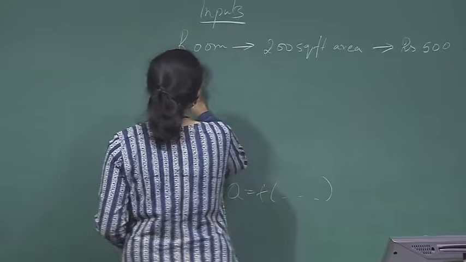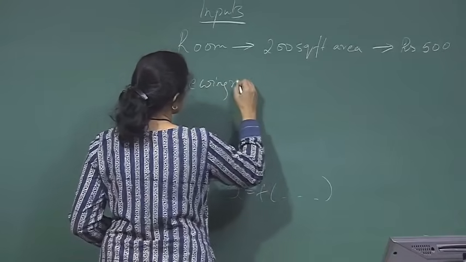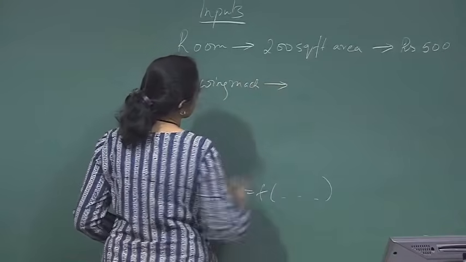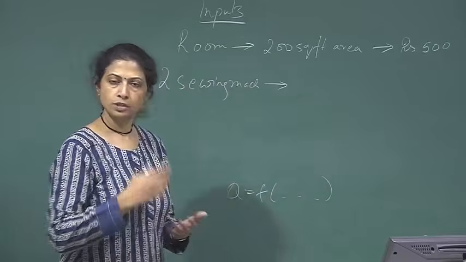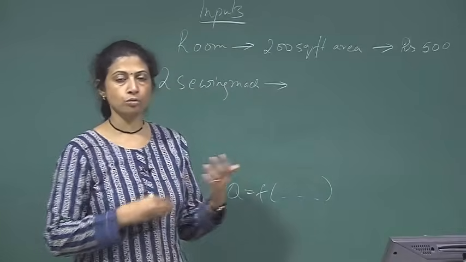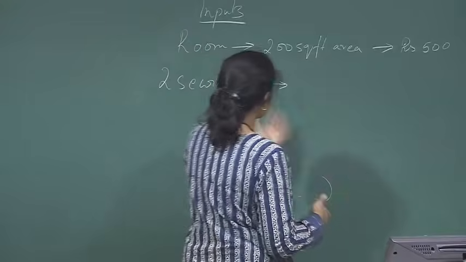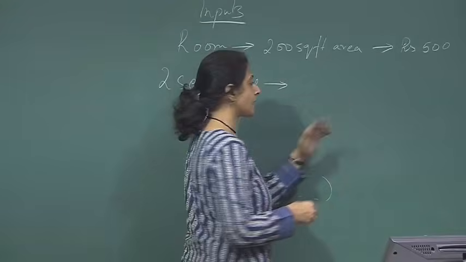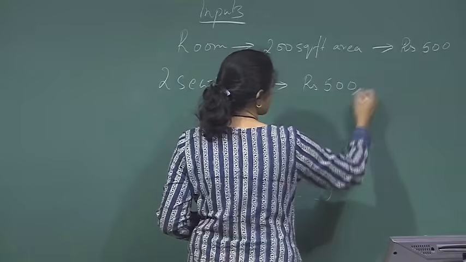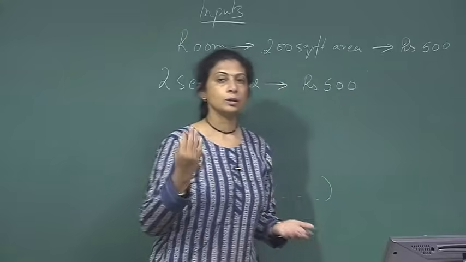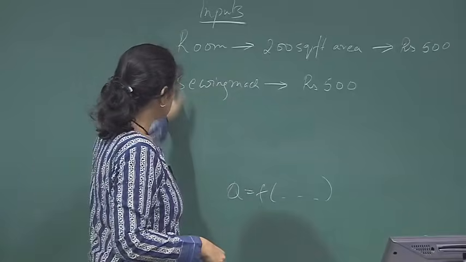Secondly, there are two sewing machines. The sewing machines have either been bought, or say for example someone has borrowed the money to buy the sewing machine. So you can imagine that for the sewing machines he has to pay say rupees 500, say 250 per sewing machine, to whoever he bought the machine from or borrowed the money from. So these are the costs.